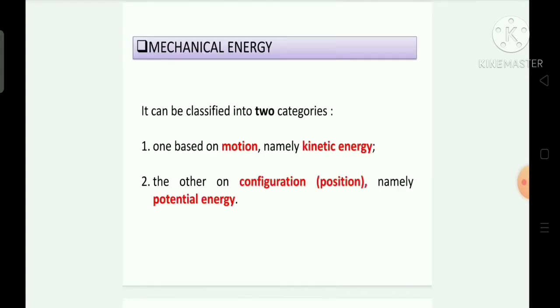Dear students, today we are going to discuss the various forms of energy. There are different types of energy, but today we are going to discuss a few. First one, हम बात करते हैं mechanical energy.